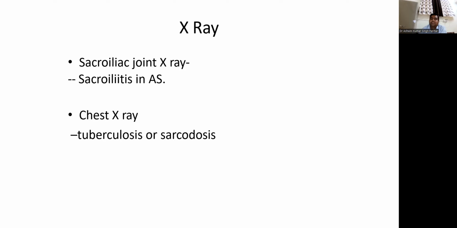Then coming to the other investigations like X-ray. Sacroiliac joint X-ray is important for the diagnosis of sacroiliitis, which is found in ankylosing spondylitis. Chest X-ray is done to see sarcoidosis or tuberculosis. In sarcoidosis, we will get hilar lymphadenopathy and infiltrative lesions. In tuberculosis, you will get congestive lesions and infiltration of the lung tissue.